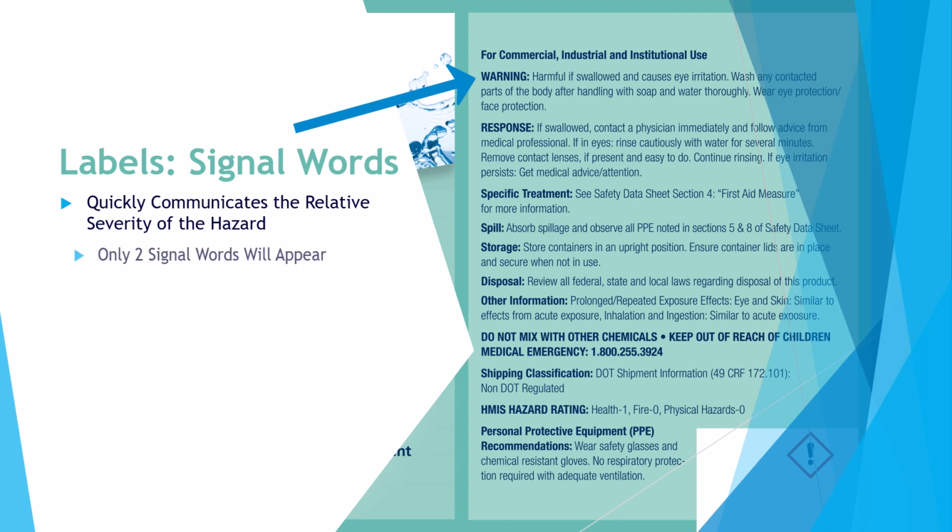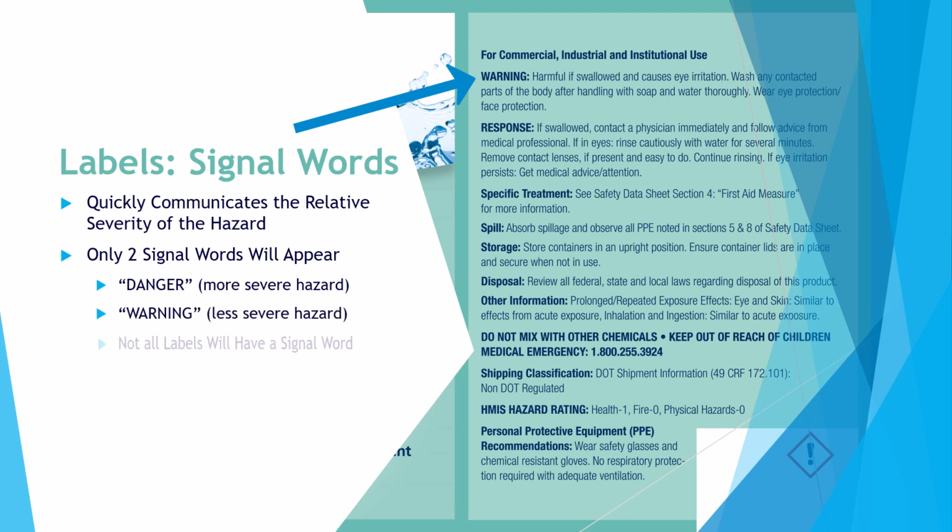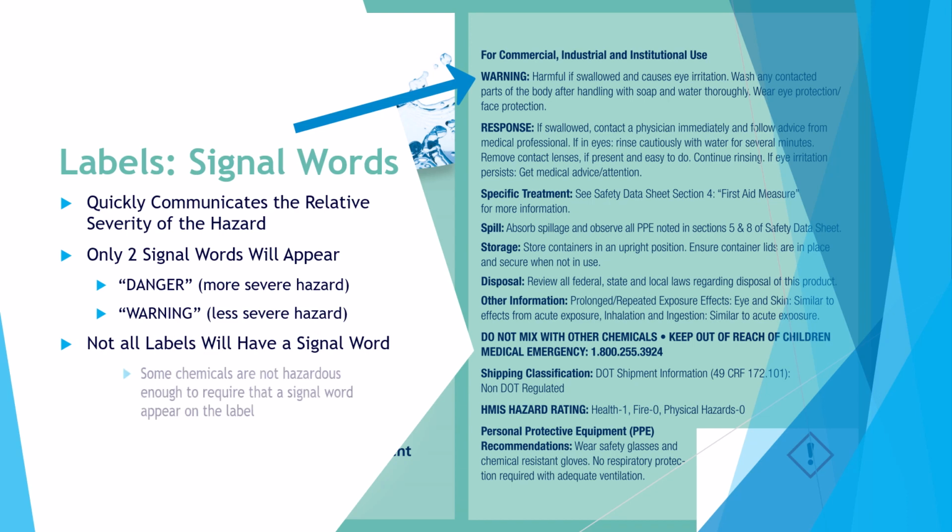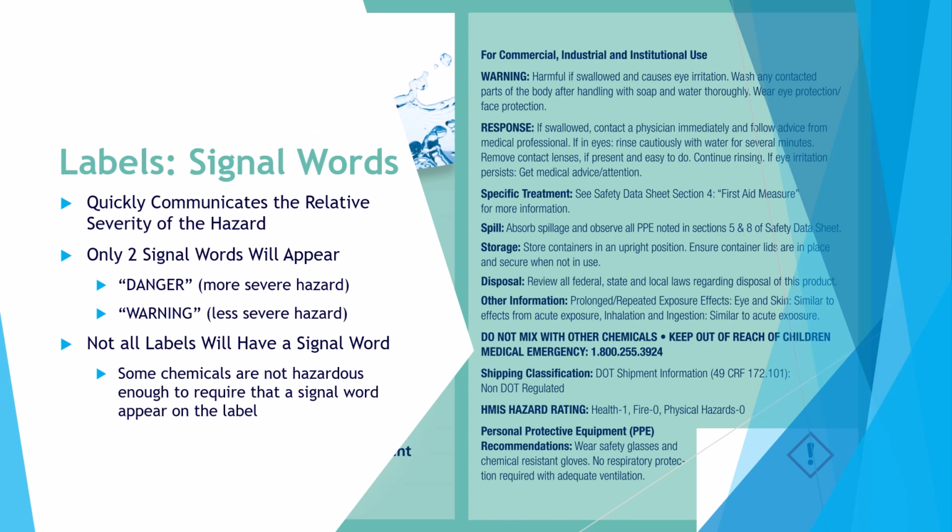Only 2 signal words will appear: danger, more severe hazard; warning, less severe hazard. Not all labels will have a signal word. Some of the chemicals are not hazardous enough to require a signal word to appear on the label.